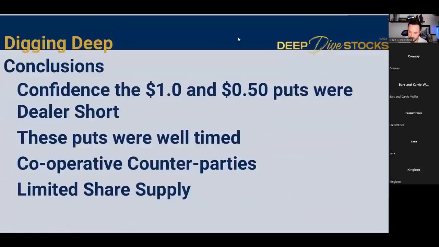And the liquidity profile is telling me that even in 2019, 2020, there was a very limited share supply. There was either a very limited willingness to give shares to the market, or there were few shares to give to the market. And that's just because of how many times we saw a spot up, IV up moment.